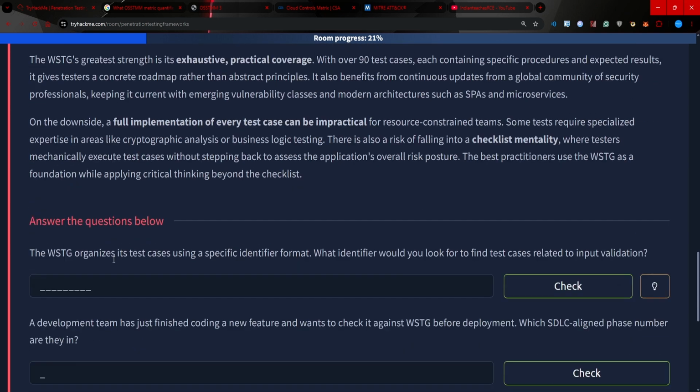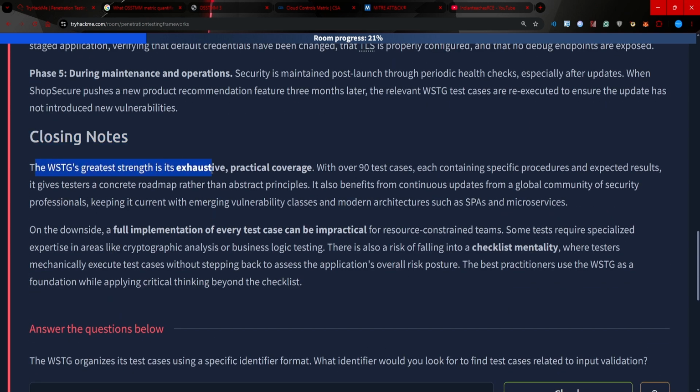Closing notes. The WSTG's greatest strength is exhaustive, practical coverage: over 90 test cases, each containing specific procedures and expected results. It gives testers a concrete roadmap rather than abstract principles. It also benefits from continuous updates from a global community of security professionals, keeping it current with emerging vulnerability classes and modern architectures such as SPAs and microservices.